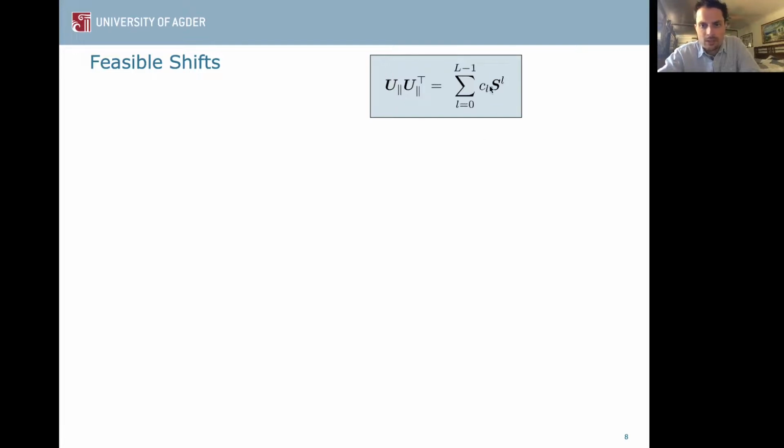So let us try to characterize the family of shift matrices for which there exist coefficients C such that this equation holds. To this end, let's start by decomposing matrix S as the sum of two matrices.